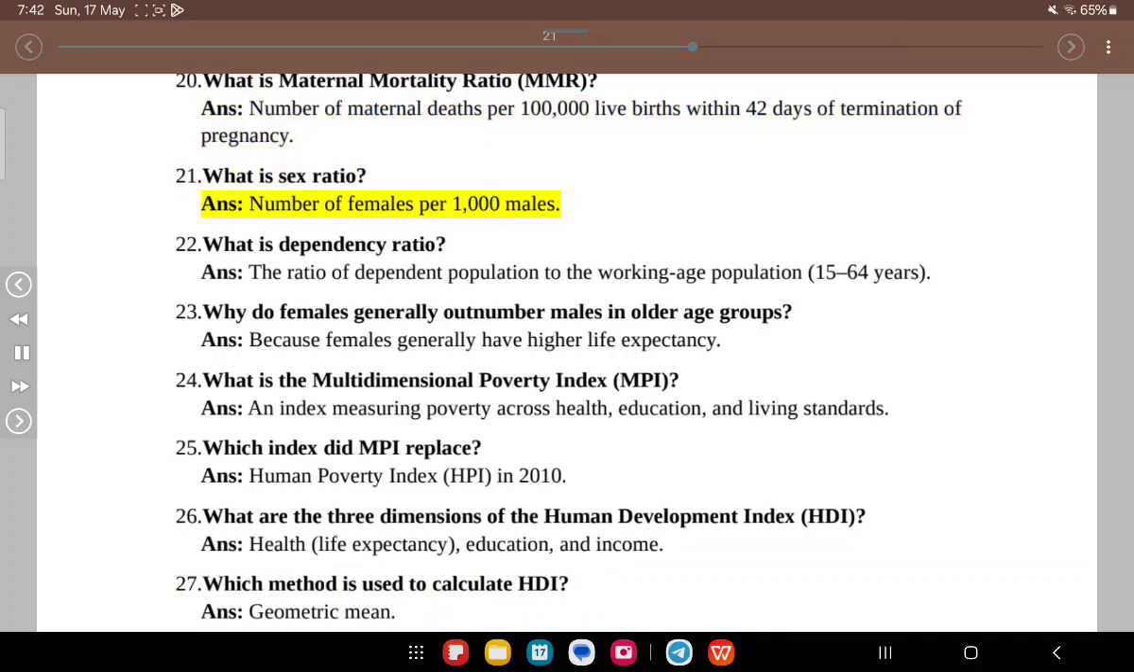21. What is sex ratio? Ans. Number of females per 1000 males. 22. What is dependency ratio? Ans. The ratio of dependent population to the working age population, 15 to 64 years. 23. Why do females generally outnumber males in older age groups? Ans. Because females generally have higher life expectancy.